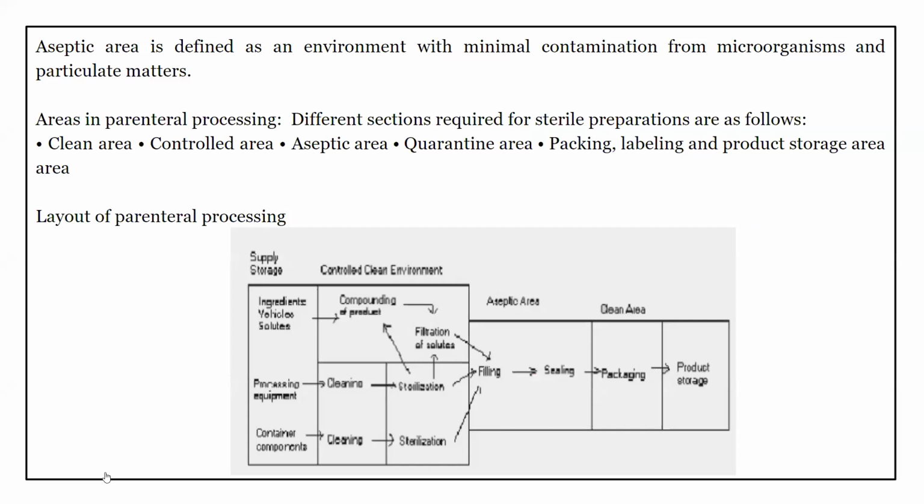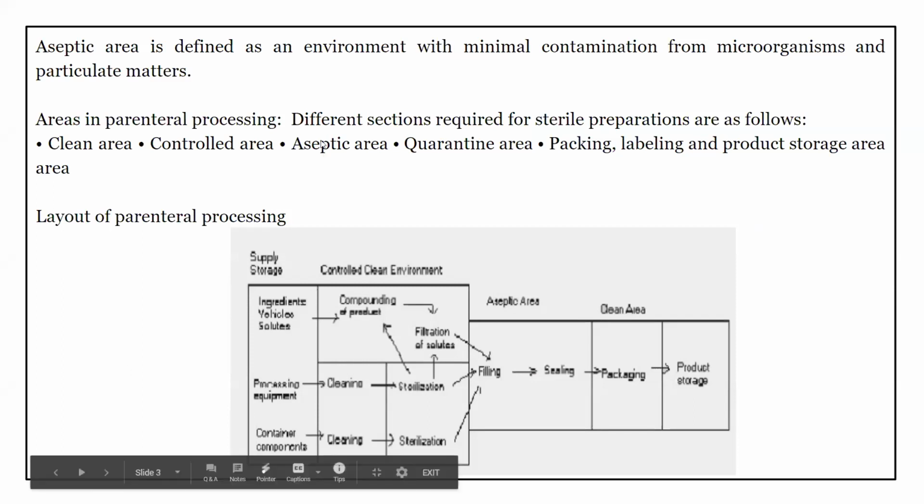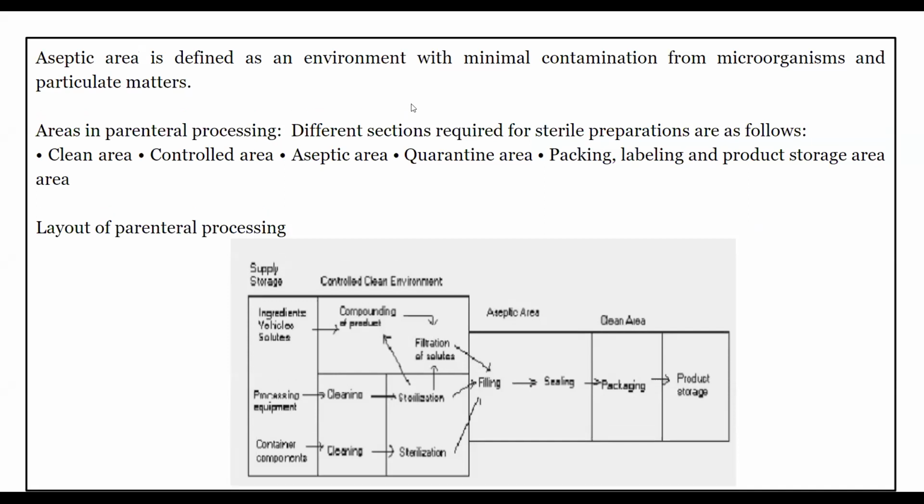Now, areas in parenteral processing: there are different sections for parenteral formulations. The sections are classified as clean area, controlled area, aseptic area, quarantine area, packaging, labeling, and product storage area. And this is the layout of the processing area. We are going to study in detail the layout of parenteral processing with respect to material flow, equipment flow, and personnel flow. This is just an outline.